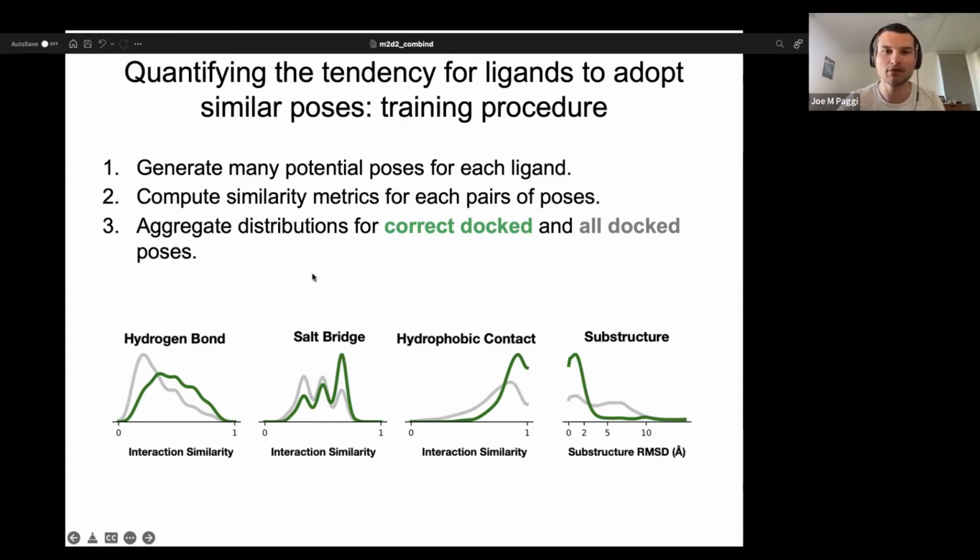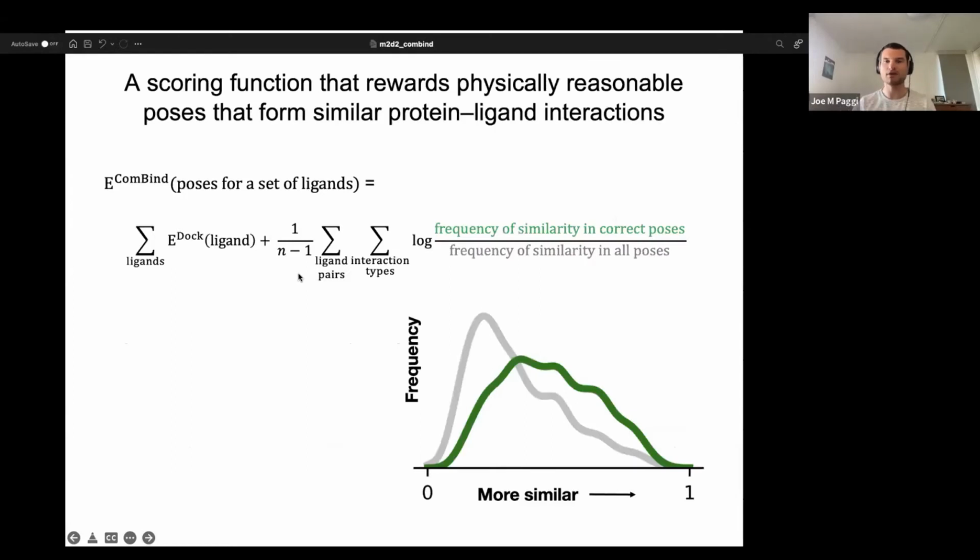Yeah, and so then to put everything together into what we'll call the combined score. The combined score takes as arguments a set of poses, and then we're going to have two terms. The first term is just the sum of their physics-based docking scores. And then the second term is going to be this kind of naive Bayes type term.